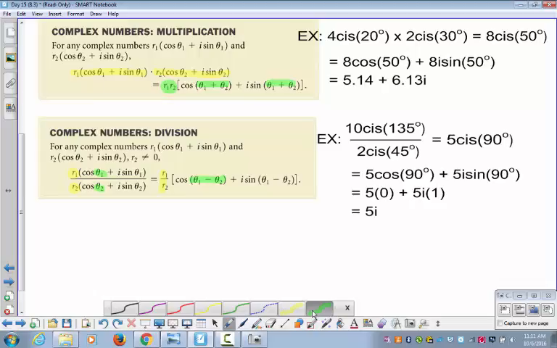So here's an example. Two numbers in trigonometric form. We divide the coefficients, divide the radii. We get 5. Then we take the numerator angle, subtract off the denominator angle. So 135 minus 45 is 90. And then we evaluate. We don't need a calculator for this. This is a nice angle, 90 degrees. Cosine of 90 is 0. Sine of 90 is 1. And so we end up with our trigonometric form returned to standard form.